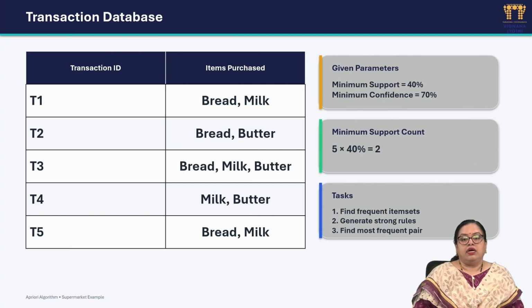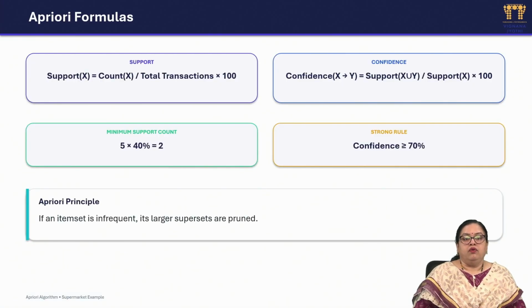So how do we solve this question? Whenever we use these algorithms, we first have to find out the formulas and what to do with them. For support, you know how to count it: support of x, where x is the item, is the count of x divided by total transactions into 100. The formula for confidence is confidence x tends to y equals support of x union y divided by support of x into 100.